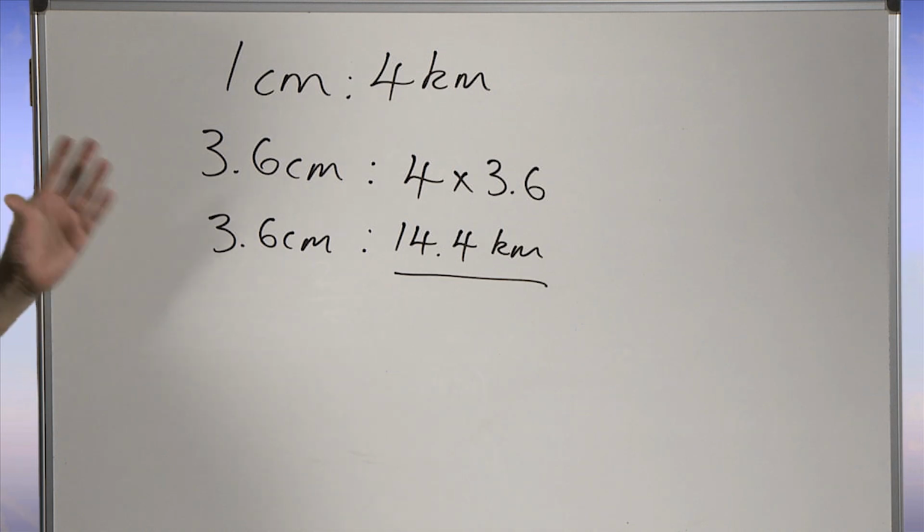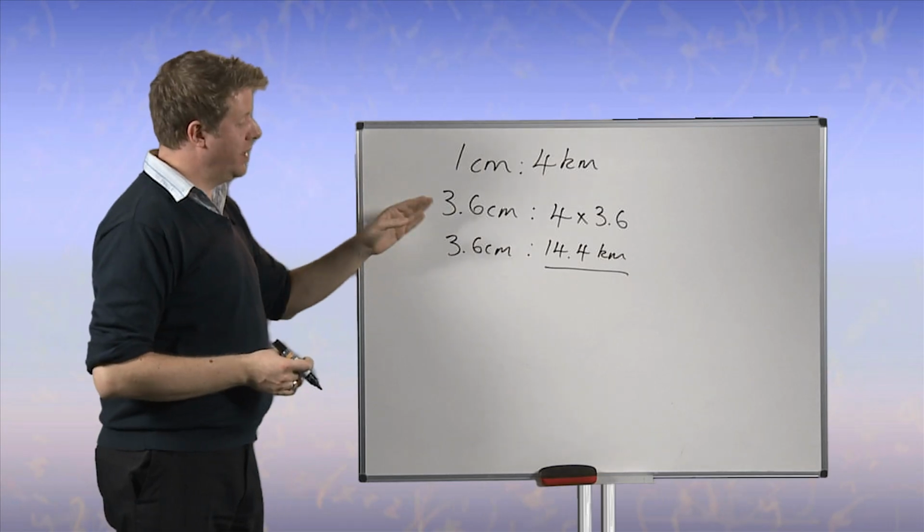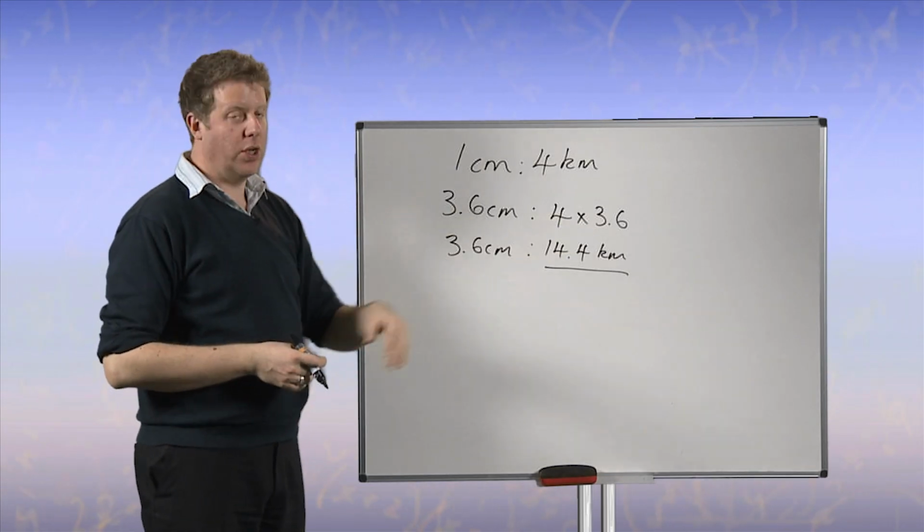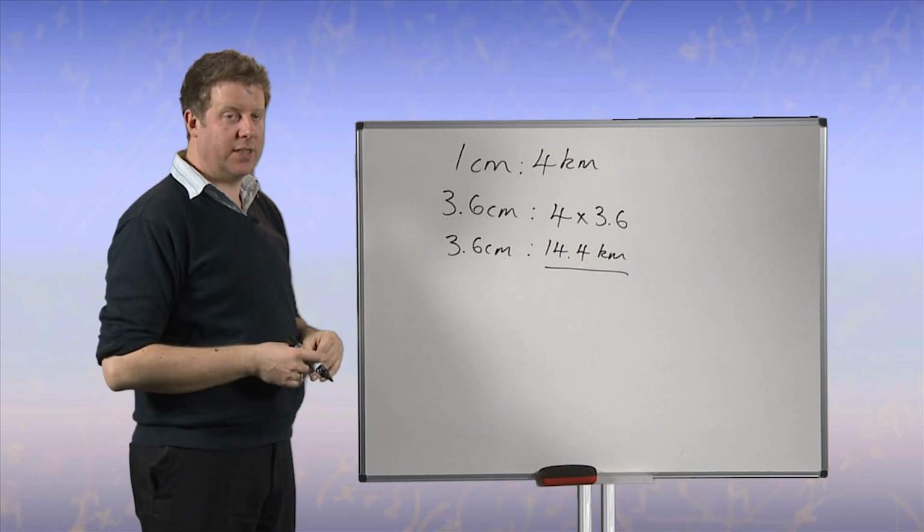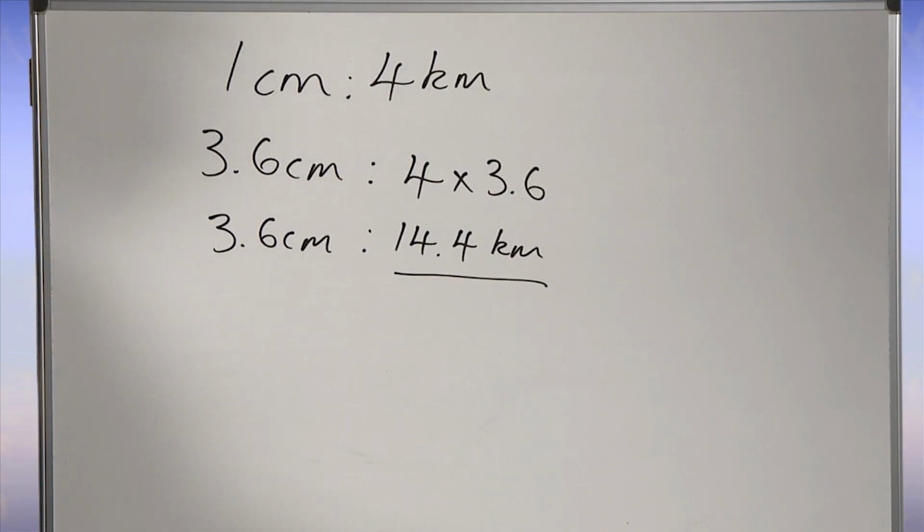The ratio, remember, has to be kept the same. So if I've multiplied this by 3.6, I also need to multiply that by 3.6. So 3.6 centimetres on the map means in real life, those two landmarks are 14.4 kilometres apart.